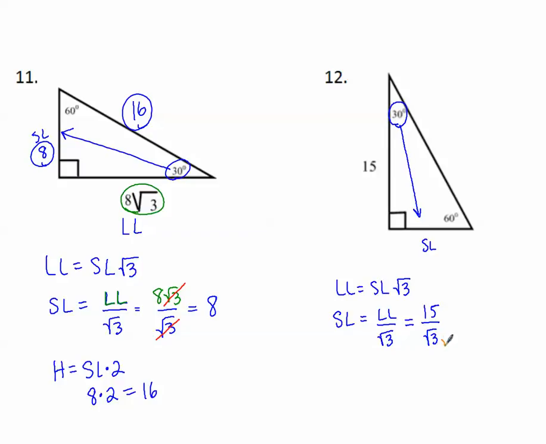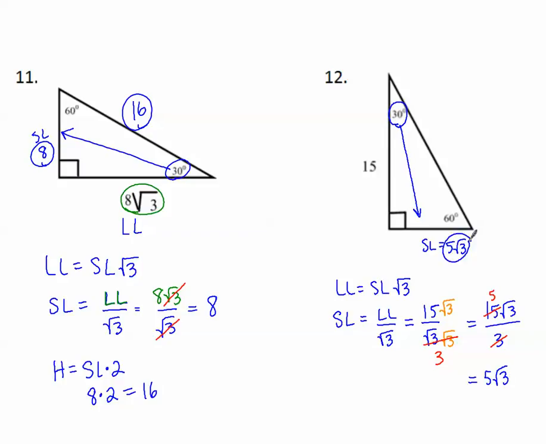I multiply by square root of 3 on top, square root of 3 on the bottom. Why do I do that? Square root of 3 times square root of 3 is just 3. So where does this leave me? 15 square root of 3 over 3. But the numbers both outside of the radical divide into each other. 3 goes into 15 5 times, and I'm left with 5 radical 3. My short leg is 5 radical 3.